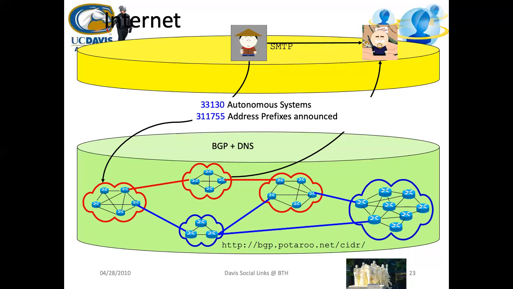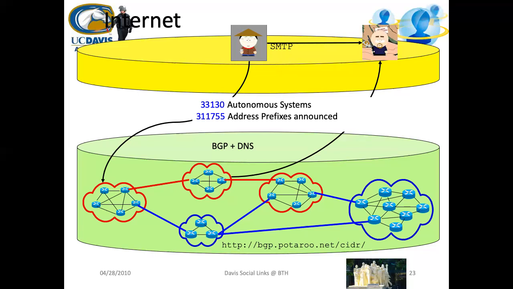anybody who wants to talk to UC Davis, through this announcement from UC Davis as an autonomous system to many other autonomous systems, will actually be able to find a path to reach us. So essentially, what BGP is doing is that we have a bunch of autonomous systems in the whole world, and some of these autonomous systems connect directly to each other. For example, UC Davis directly connects to the California Education Network, which is also an autonomous system.